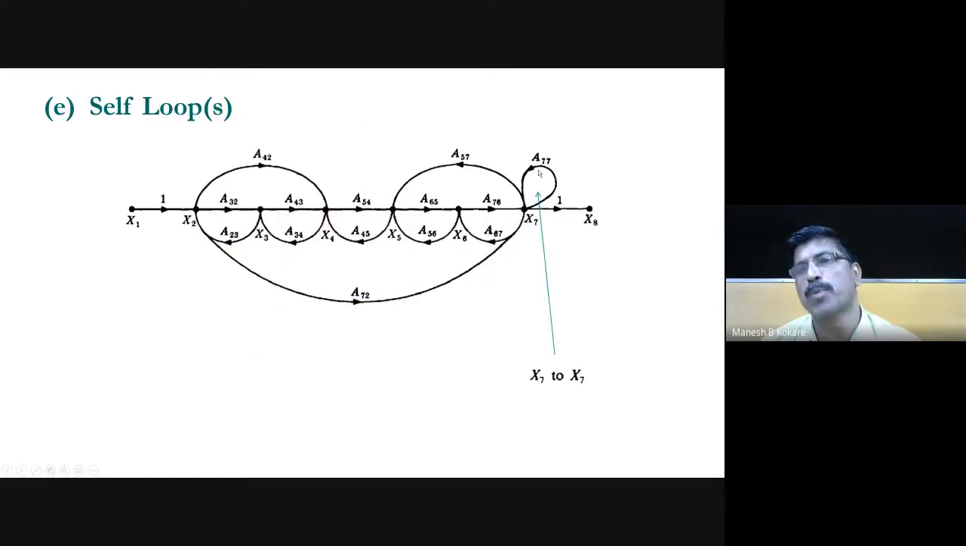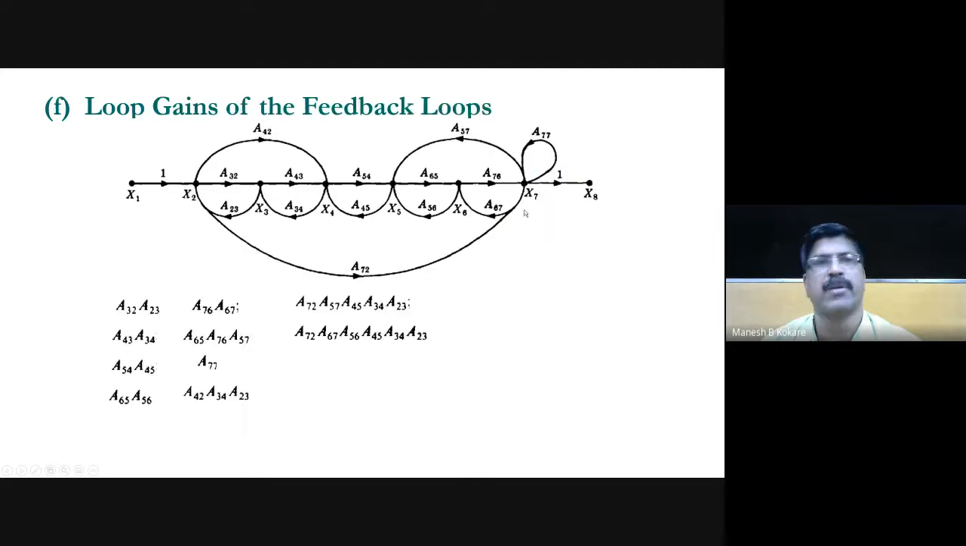Okay, self loop is this one. It starts from x7 and terminates at x7. Okay, so how many loops are there? 1, 2, 3, 4, 5, 6, 7, 8, 9, and 10 in total. In total, 10 loops are there. So you have to identify it very, very carefully.